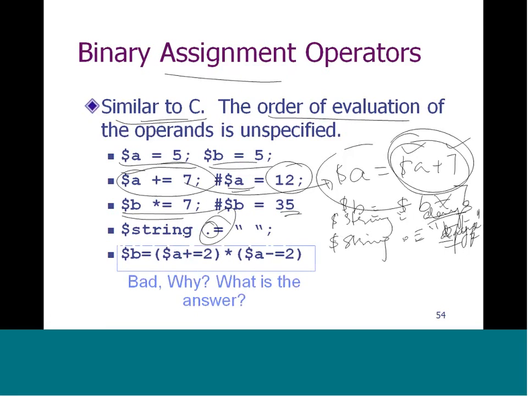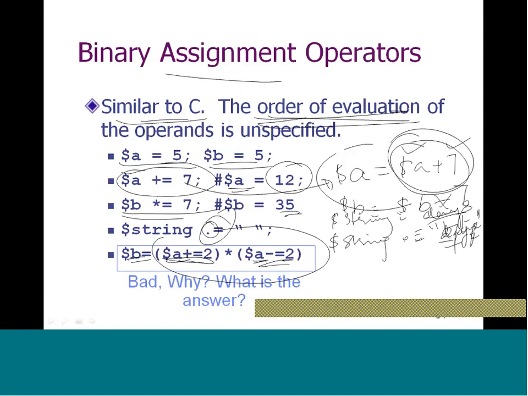So now we come to this last example. $b is equal to $a plus equal to 2 and then star $a minus equal to 2. So what will be the answer here basically? First of all, this assignment is the worst assignment. So never do this. It's bad. Why is it bad? The reason why it is bad is because inside this whole thing, the order of evaluation is unspecified. So we don't know whether this is evaluated first or this is evaluated first.